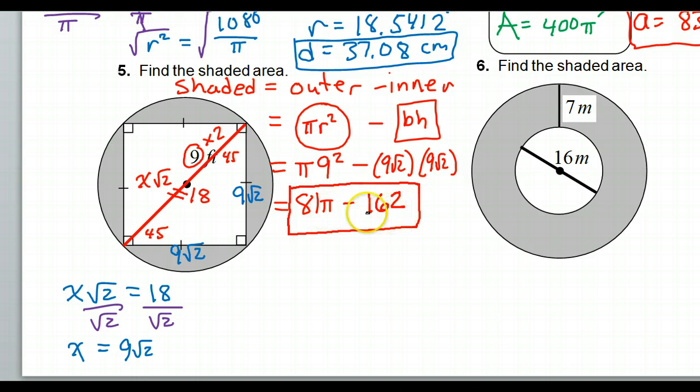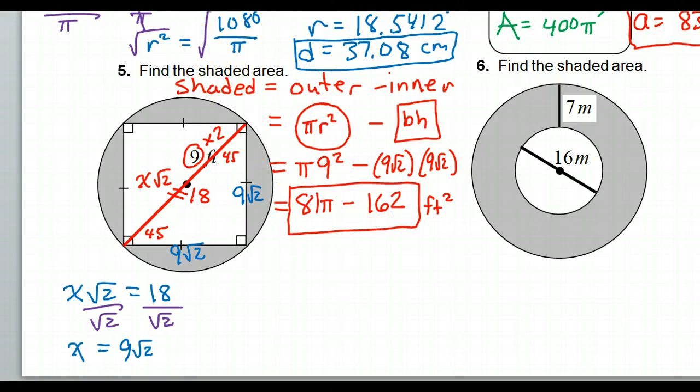This has a pi, this doesn't. I cannot subtract 81 minus 162, and that would give me a negative number anyway. We are talking about area, and this was feet, so I could put units on here, feet squared. But anyway, that is the exact answer.